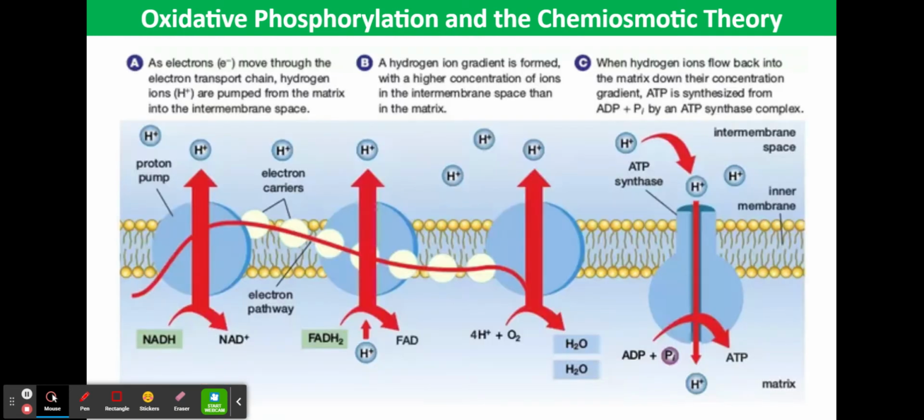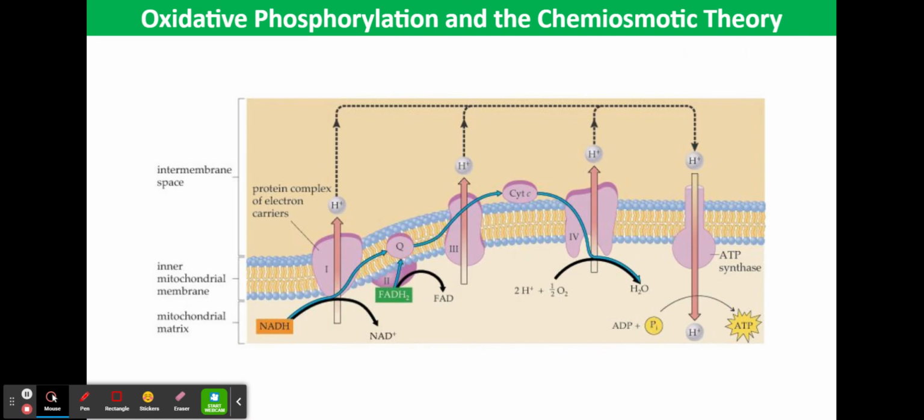The diagram on the slide in front of you just shows this same process again. I'm going to give you a moment to read the information on this slide. Here we see the same series of reactions again. This is the electron transport chain.